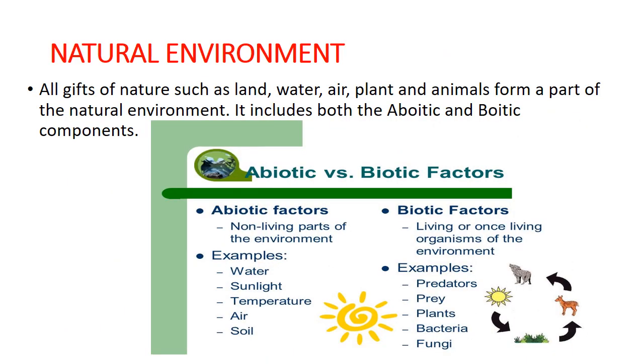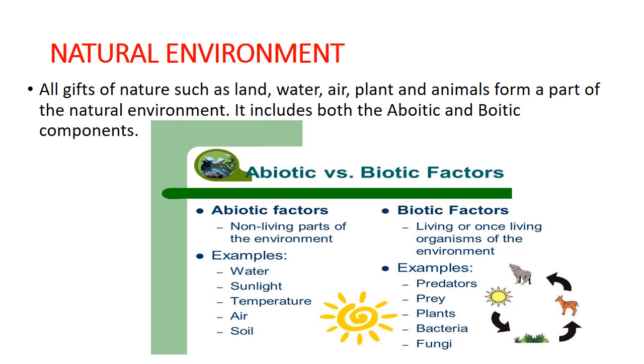We will discuss natural environment in detail. All gifts of nature such as land, water, air, plants and animals form a part of the natural environment. It includes both abiotic and biotic components. The abiotic component consists of non-living things like land, water, air, rocks, etc. While the biotic component consists of living things, that is fauna and flora, or plants and animals.